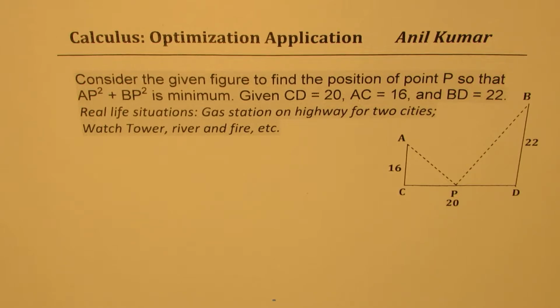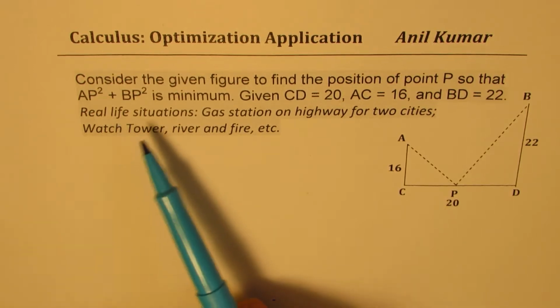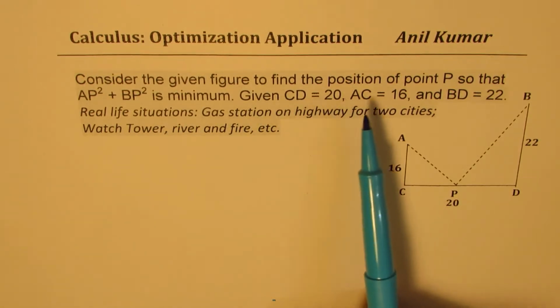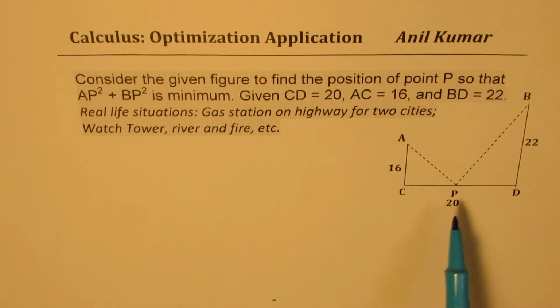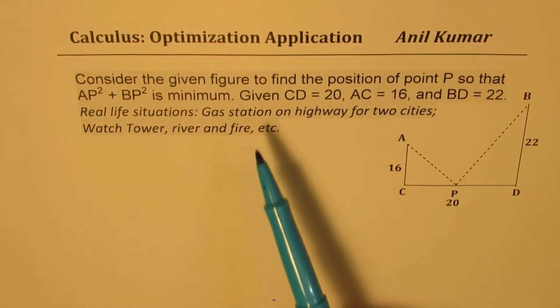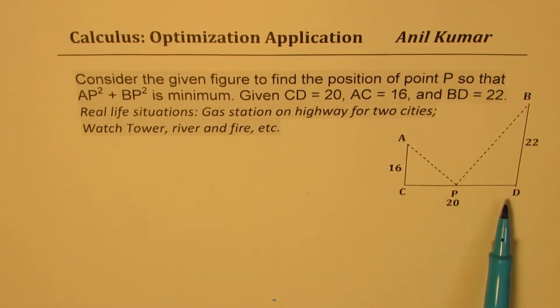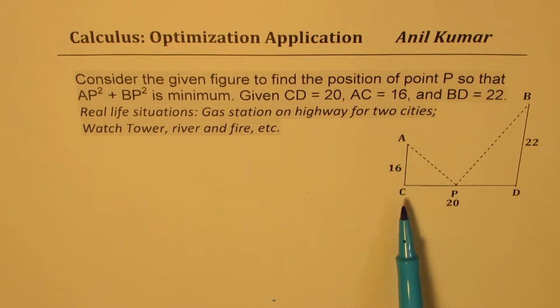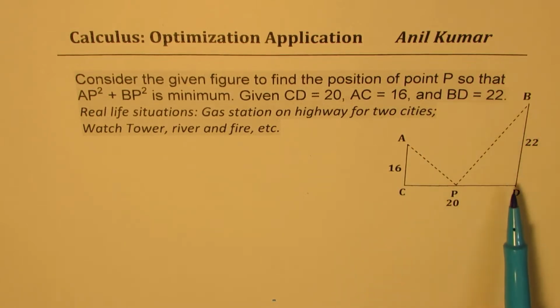Here, we'll look into a very popular question on optimization. Consider the given figure to find the position of point P so that AP square plus BP square is minimum. We are given that CD is 20, A to C is 16, and B to D is 22.